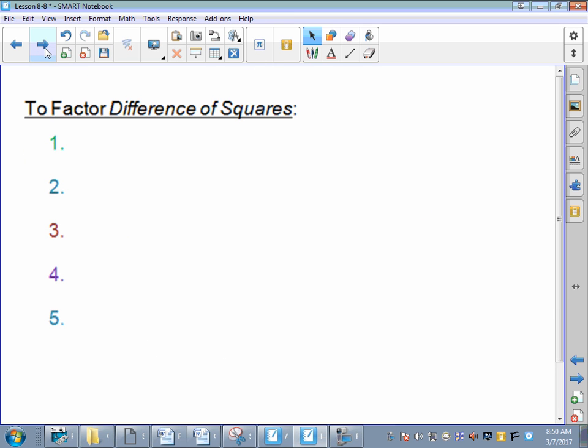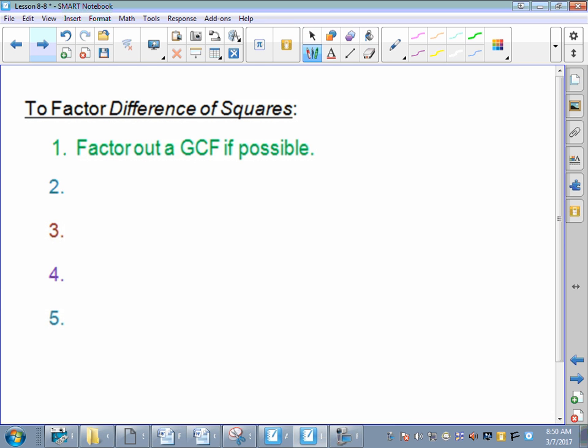So let's do some quick steps. First thing that you should do is factor out a GCF if at all possible. Once you notice they're perfect squares, or perhaps they won't be perfect squares until you take out a GCF. Like if I had a 2x squared minus 32. Well, I notice right away that 2 goes into 2x squared and 2 goes into 32. So if I factor out a 2, I'd be left with an x squared minus 16.